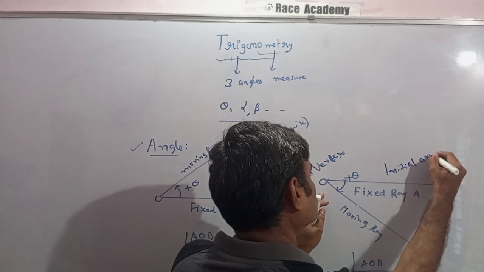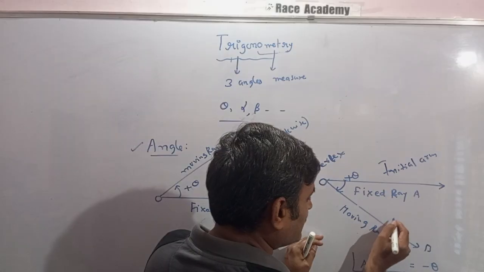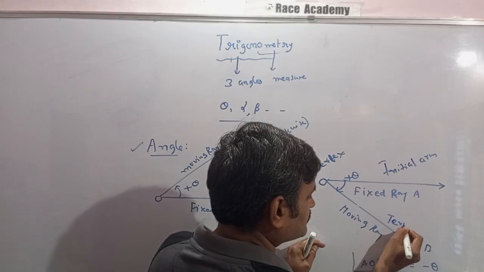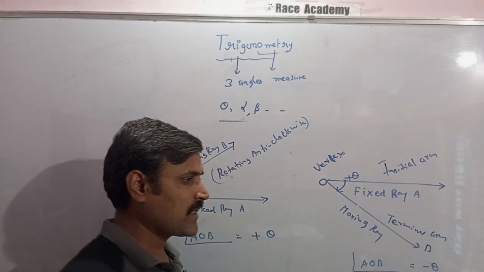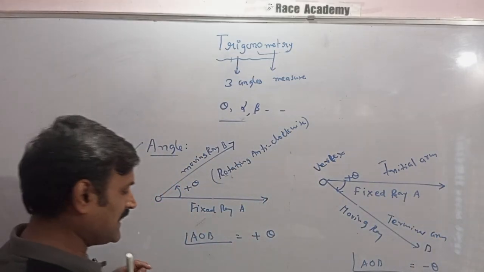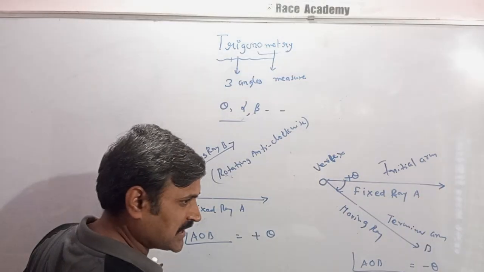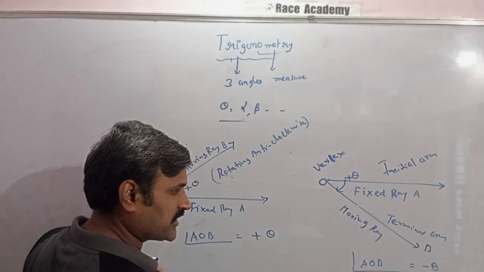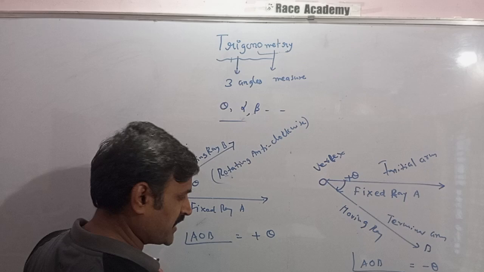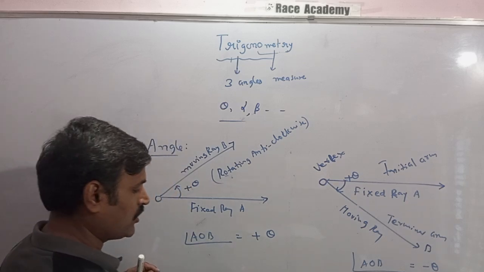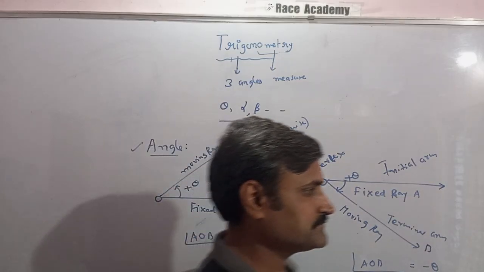Initial arm. And OB is called the terminal arm. Now, what is the notation of angle? Like this we will write. The notation of the angle is denoted by angle AOB. You can write it like angle AOB. This is the notation for expressing an angle.